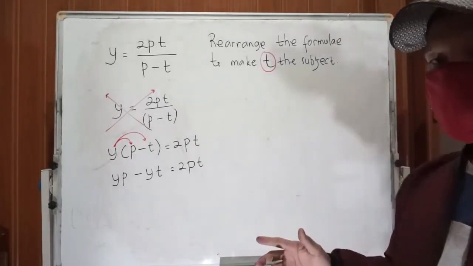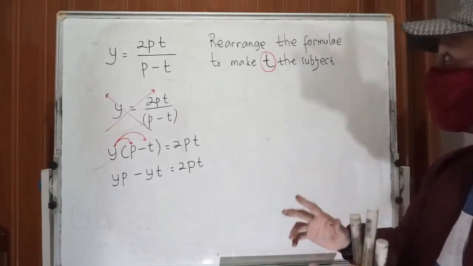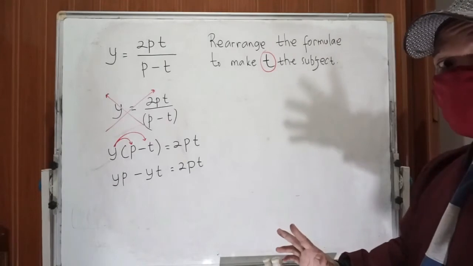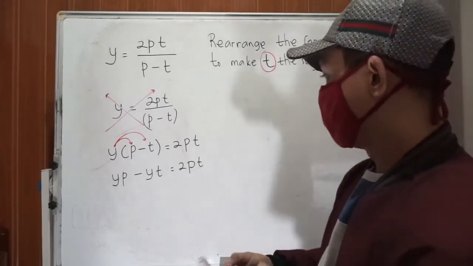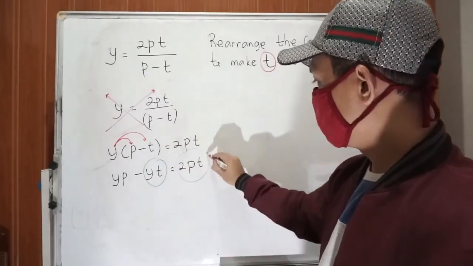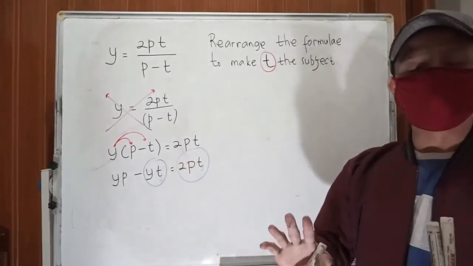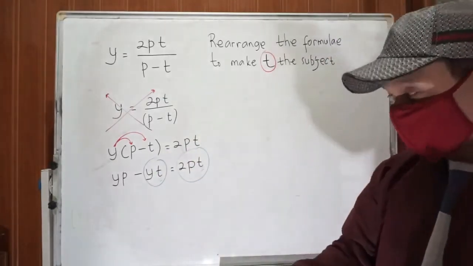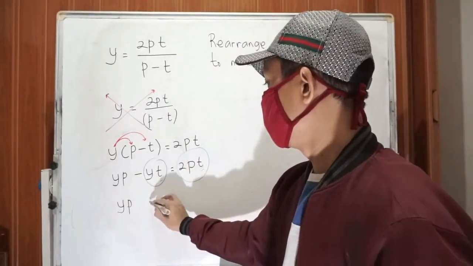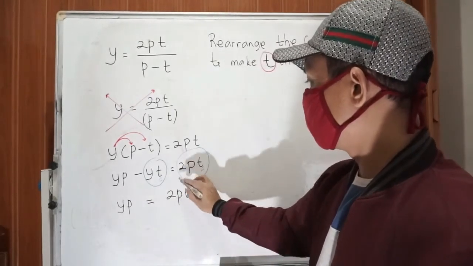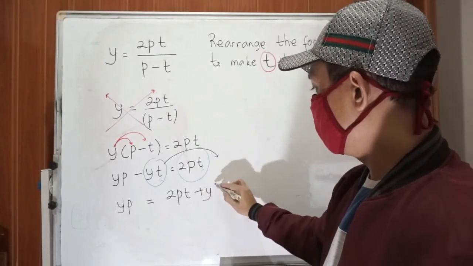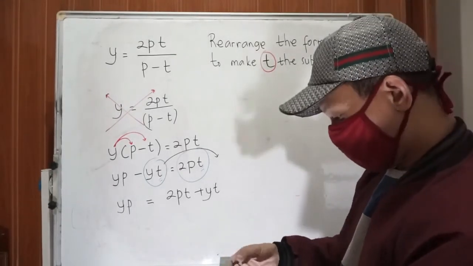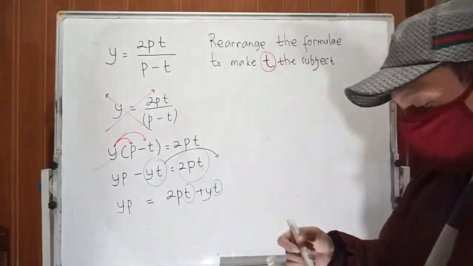And then, please classify all the items of t first. Group all the variable of t. We have one item, two items right here. So all the variable of t classified to one side. Better minus yt go to the right side. Next, yp equal 2pt plus yt. Here's the variable t. This is our target.